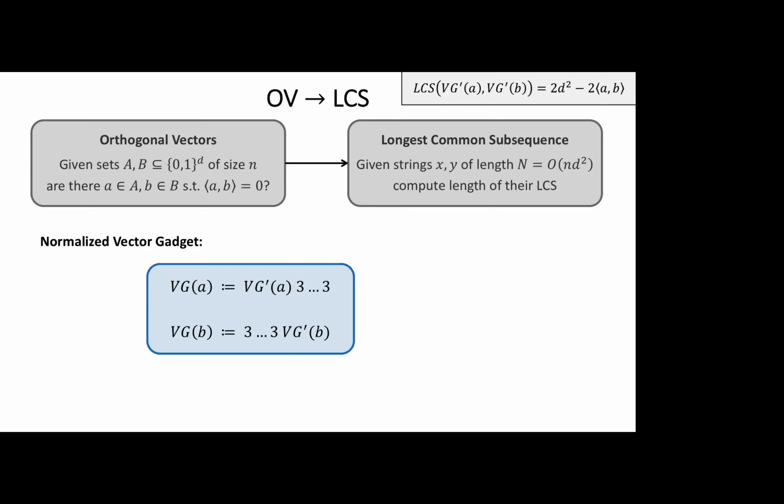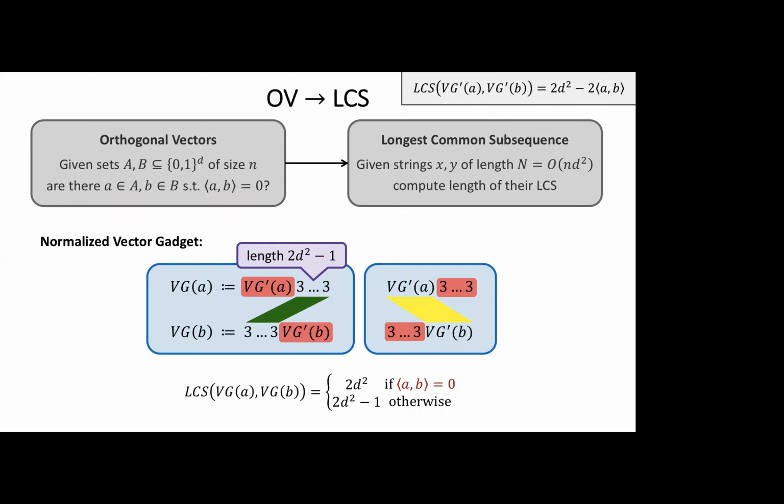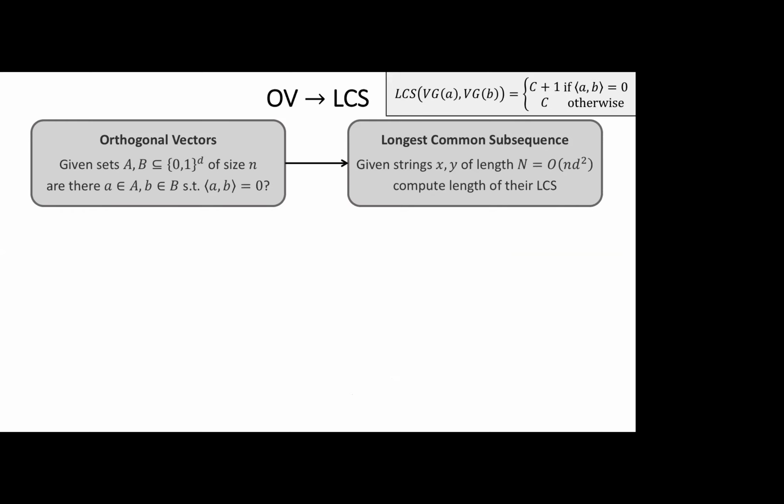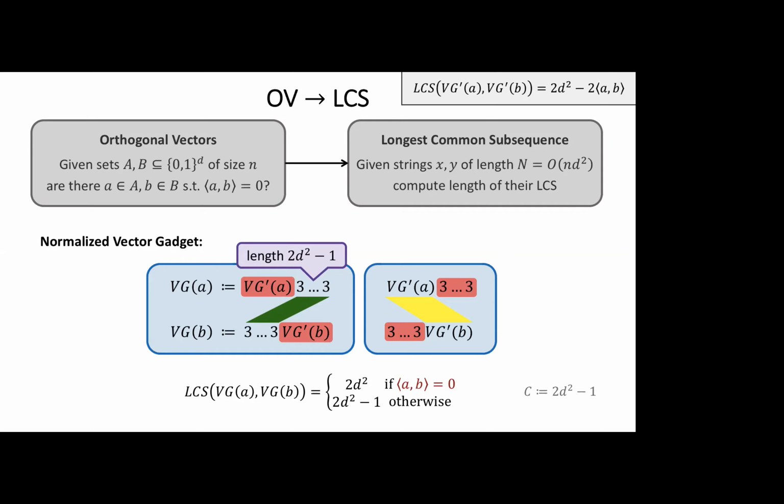There's actually one more step necessary to normalize this. It's not nice that the previous construction takes many different values, because the inner product can be anywhere between 0 and d. We will need in the end some gadget that takes only two values. You can do this in a simple way by padding with a fresh symbol 3, once before and once after. Then you normalize this so that if the two vectors are orthogonal, you get a larger value, 2d squared in this case, some constant. If they are not orthogonal, you get a smaller constant, 2d squared minus 1. Okay, it's again a simple construction similar to what we've seen before.